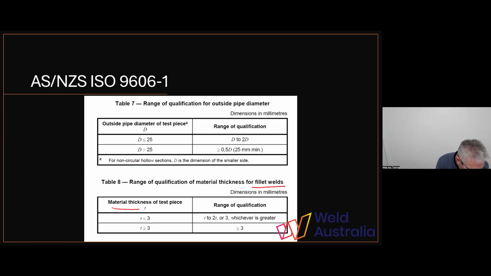So if we've got greater than 3 mil, it's going to be from 3 mil in thickness or up. Let's say, for instance, we're less than that. So the thickness to 2 times the thickness or 3 mil, whichever is the greater, is what his range of qualification is. So if we've done it in 10 mil, his range of qualification would be from 3 upwards in material thickness, particularly on fillet welds, and that makes sense. There shouldn't be an issue with your material thickness. Like I said, they go on the deposit thickness for butt welds, but for fillets, it's material thickness.